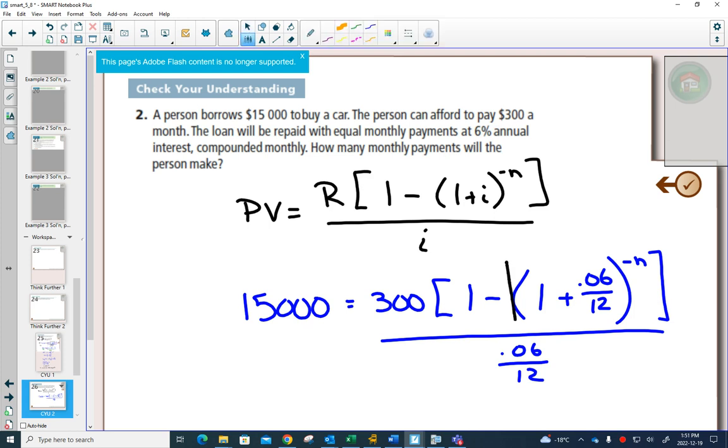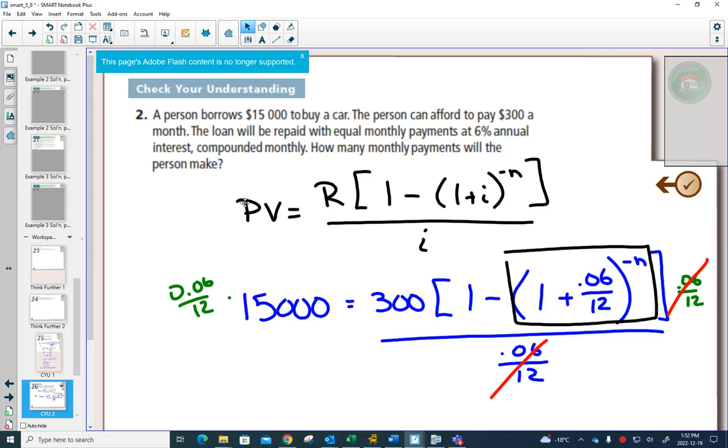And again, here's your power. You just have to do a little bit of extra work to begin with to get that power by itself. And once you realize that the extra work is just math that you've done before, it's not so bad. The formula initially does look quite complicated. But again, what are we going to do? We're going to multiply both sides by 0.06 over 12 so that these simplify.